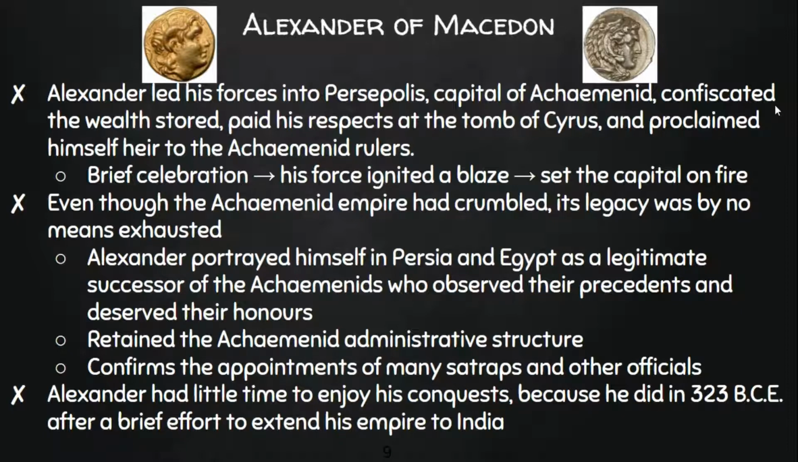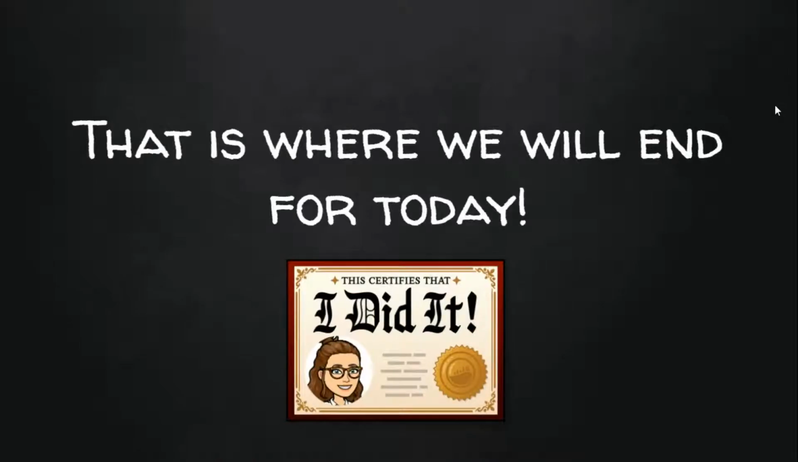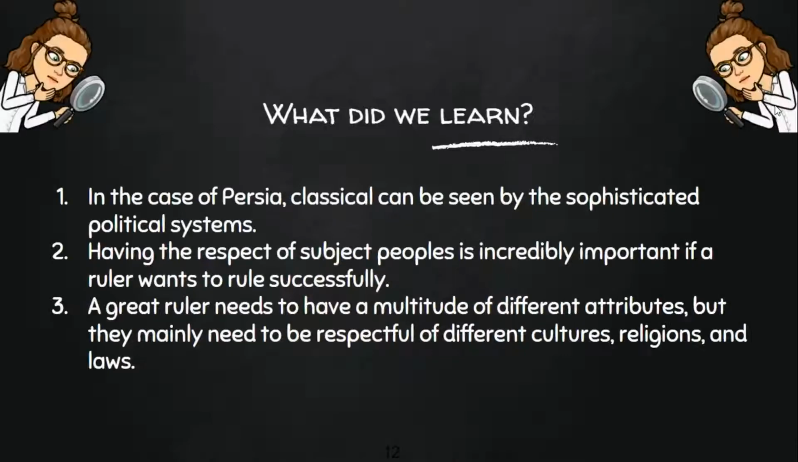But unfortunately, he had very little time to enjoy his conquest because he died in 323 BCE after a brief effort to try to extend his empire well into India. He was a little bit successful in getting some land in India, but we're going to look at Alexander the Great more when we talk about ancient Greece, because he has more of an impact there, I think. And that is where we will end things off for today.